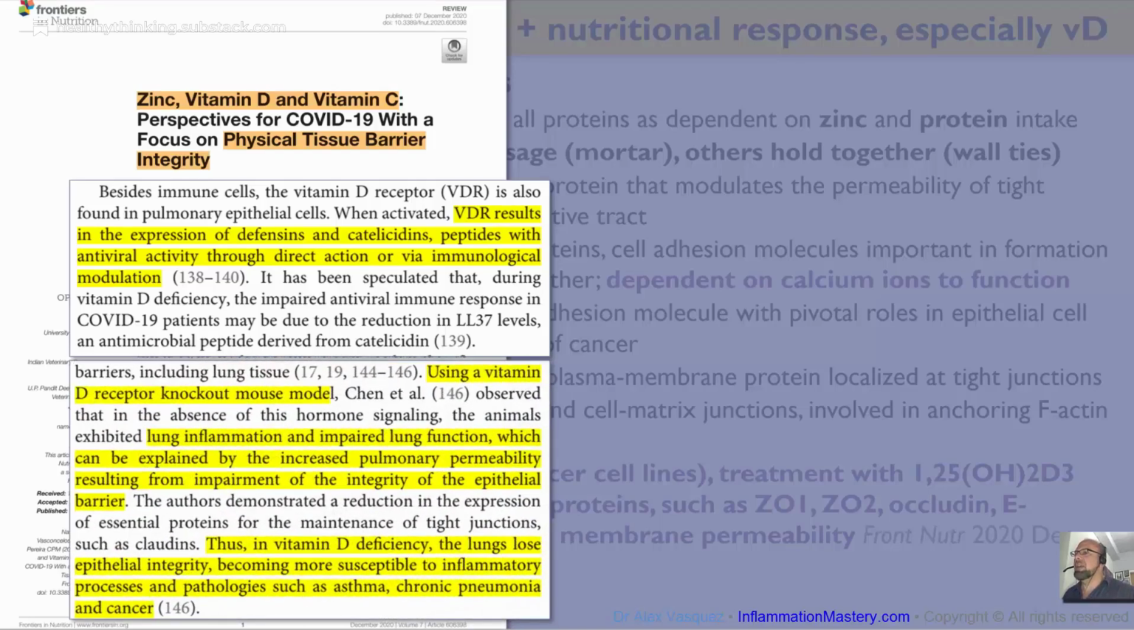They also state that by knocking out the function of vitamin D, animals exhibit increased lung inflammation and impaired lung function, which can be explained by the increased pulmonary permeability resulting from impairment of the integrity of the epithelial barriers. Thus, in vitamin D deficiency, the lungs lose epithelial integrity, becoming more susceptible to inflammatory processes and pathologies such as asthma, chronic pneumonia, and cancer.